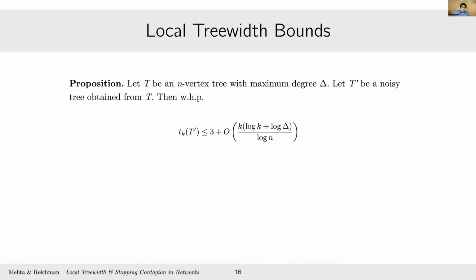We also have a similar kind of result for noisy trees. You can show that if we start with some n-vertex tree with maximum degree delta, and then we consider the noisy tree that we get from it, with high probability, the noisy tree's local treewidth of order k is bounded by 3 plus big O of (k log k plus k log delta) over log n. So this is similar, except now there's this k log k factor, and there's also this dependence on the maximum degree of the tree we started with, k log delta.